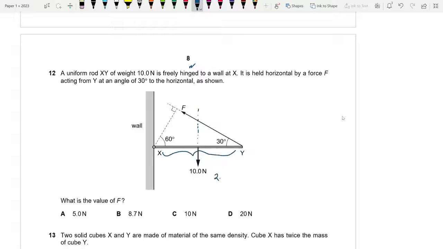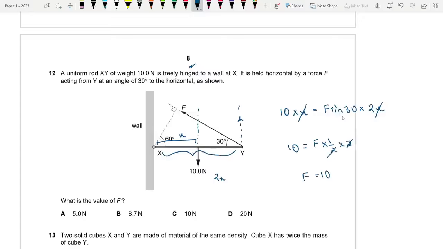So if the whole distance is twice x, this small distance will be x, right? Since it's a uniform rod, weight is acting through the center. So can I write this? 10 times x is equal to the perpendicular component of F, which is F sine 30 times twice x. If we simplify this, we can get rid of the x. So we end up with 10 is equal to F into sine 30, which is half, times 2. So actually I end up with F is equal to 10. That is my answer. Okay.